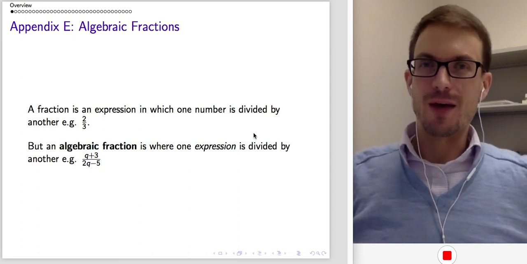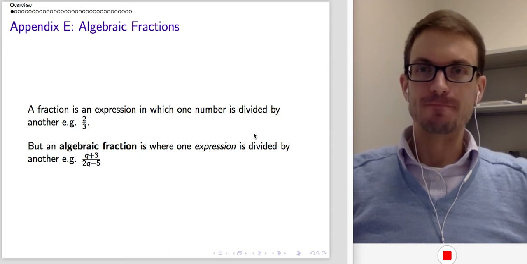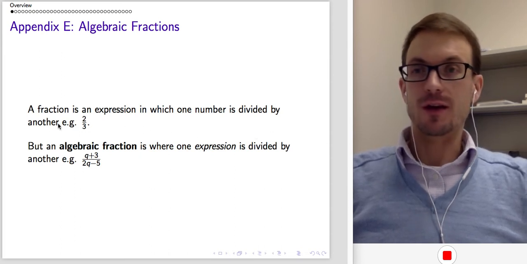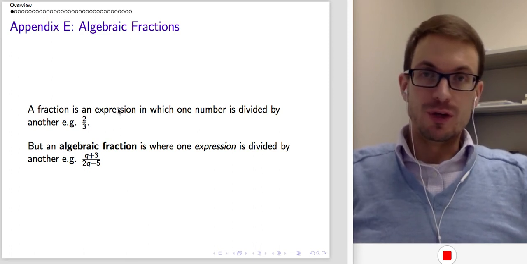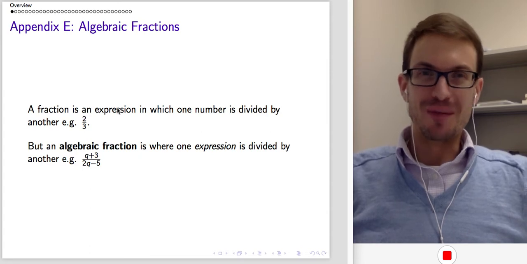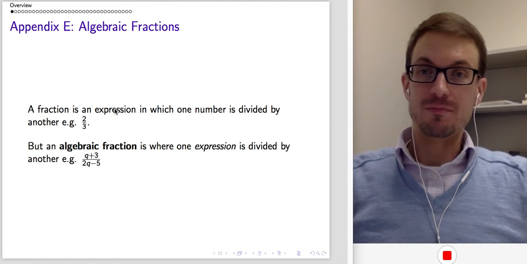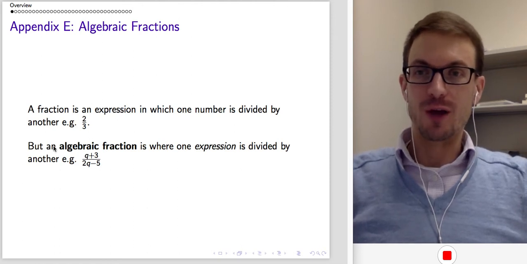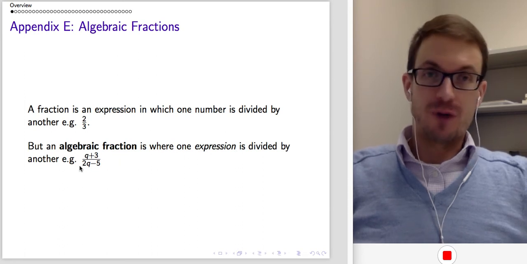This is just a recap of today's class on algebraic fractions coming from Appendix E. So we started off saying that a fraction is just an expression in which one number is divided by another. And we can do this for things that aren't just numbers. We can have the numerator and denominator of our fraction being expressions. That works just as well. So an algebraic fraction is one where we have one expression divided by another.